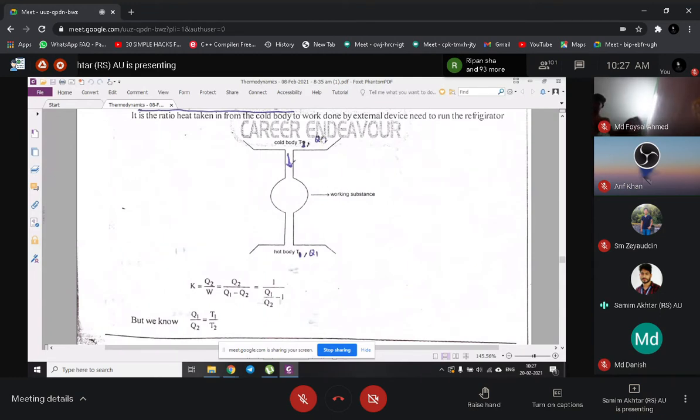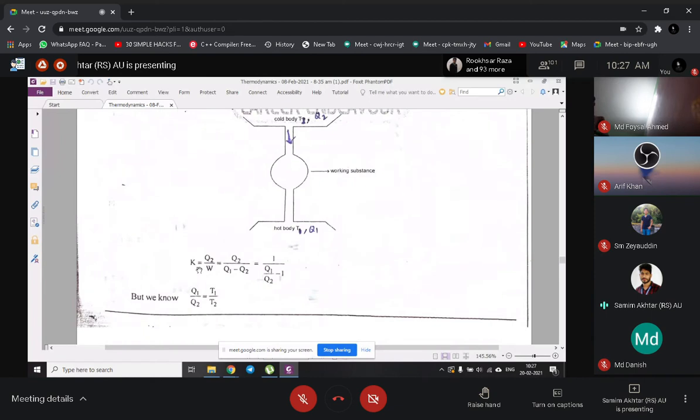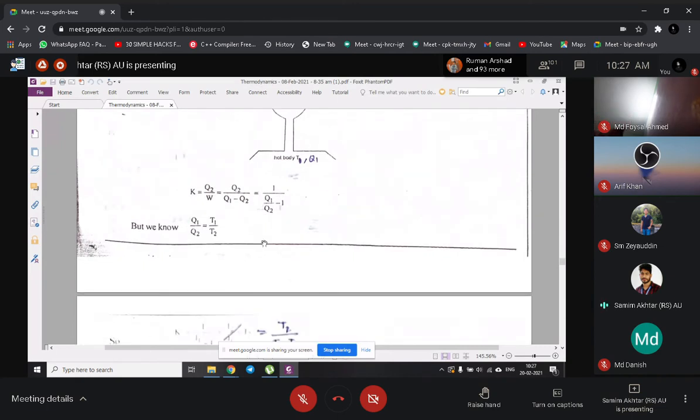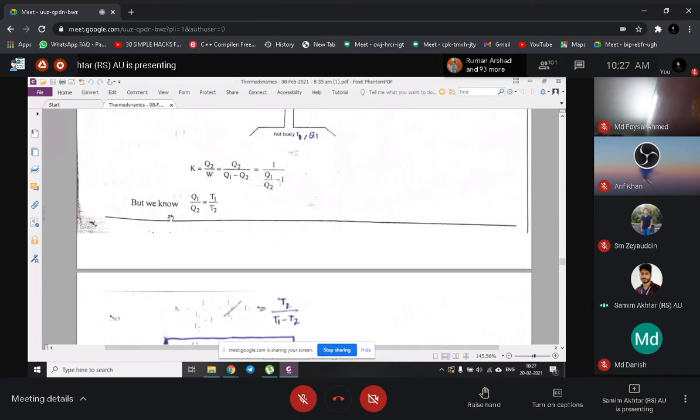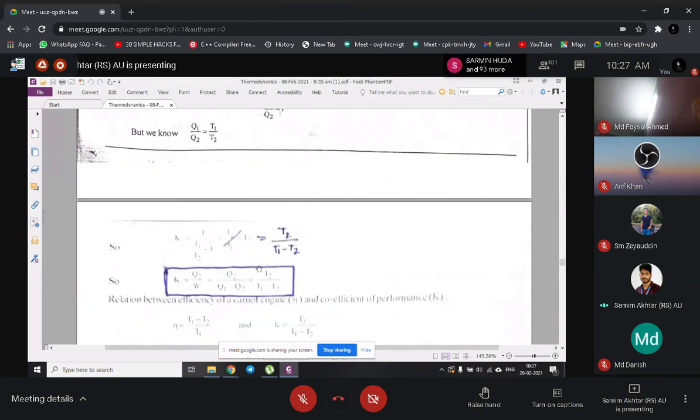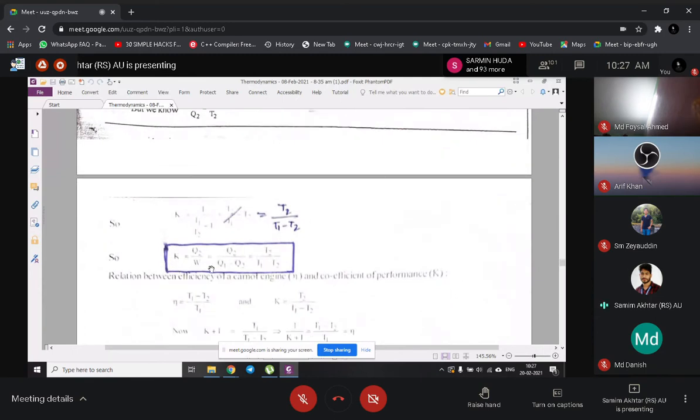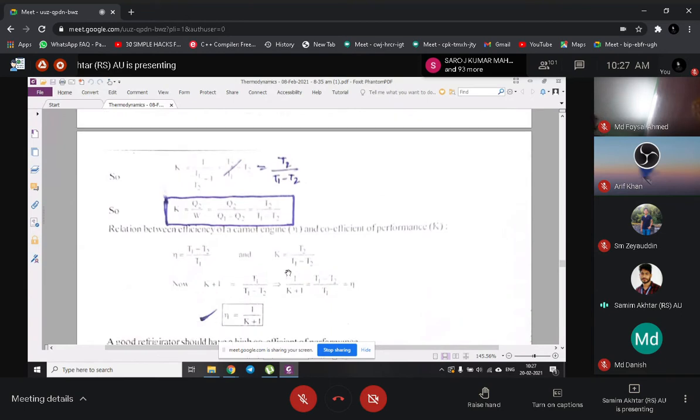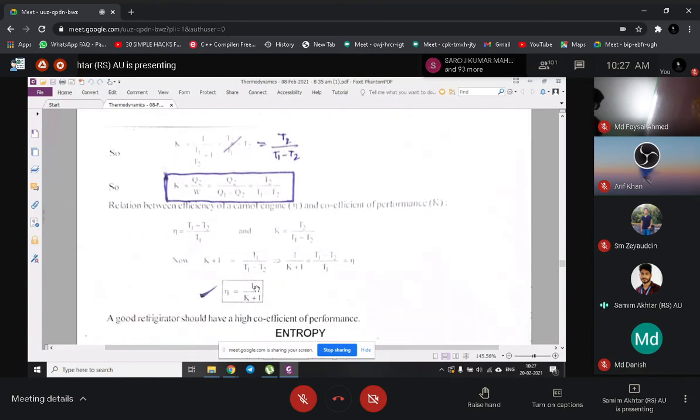Basically, there is a difference in the amount of heat here. That means there is some work done. Okay, so that's why we have written K equal to Q2 by W equal to Q2 by Q1 minus Q2. And we find K equal to T2 by T1 minus T2. So these are the two expressions.